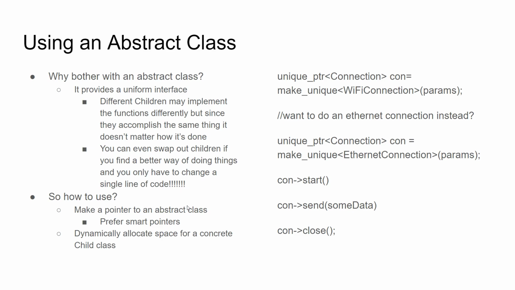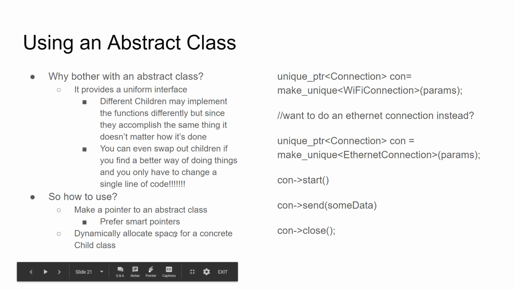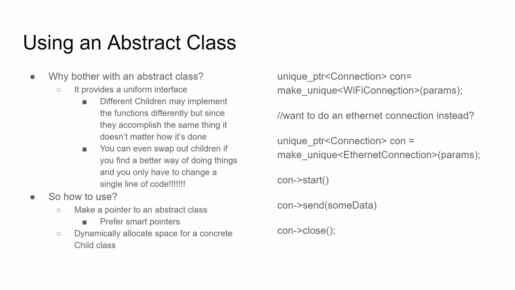So again, you make a pointer to the abstract class, prefer smart pointers for ownership, and then dynamically allocate space for the child class. So here we could have a unique pointer to a connection equals make unique Wi-Fi connection. Oh, we want to do an Ethernet connection instead. Unique pointer of type connection equals make unique Ethernet connection, whatever parameters you need to pass. And now con start, con send some data, con close.